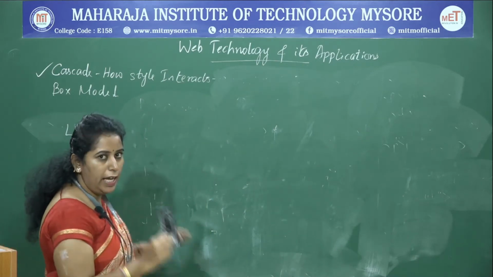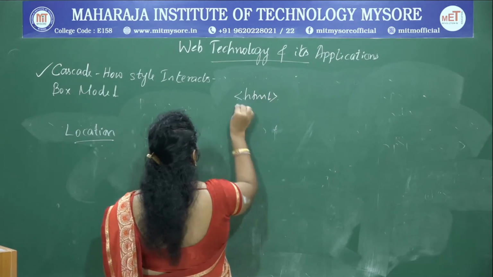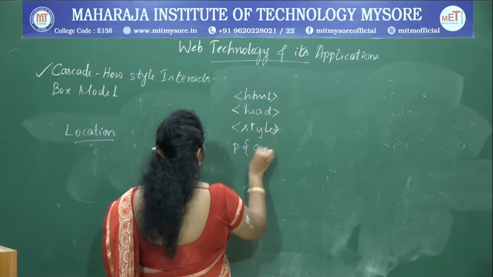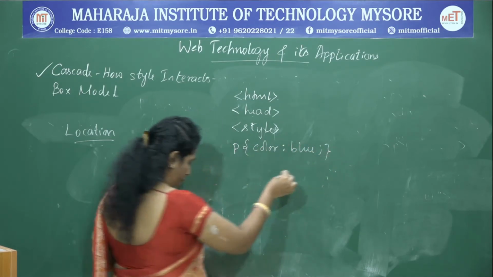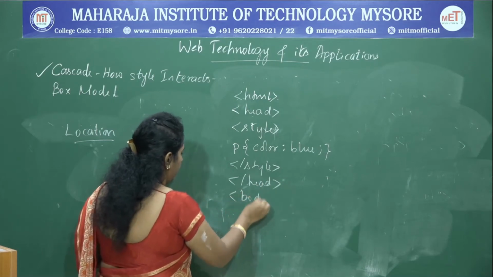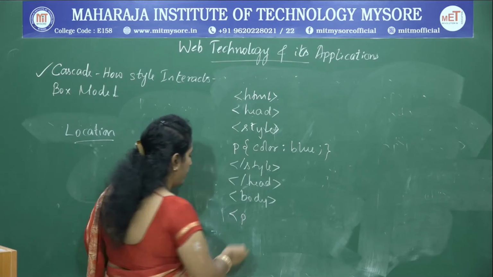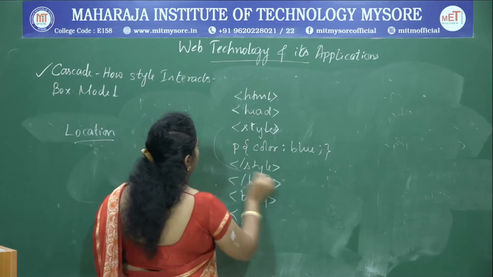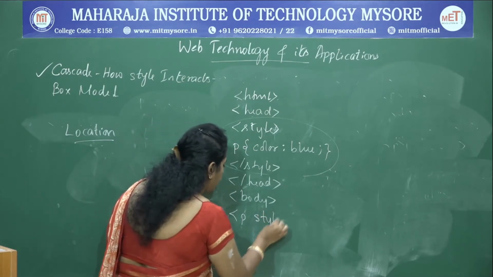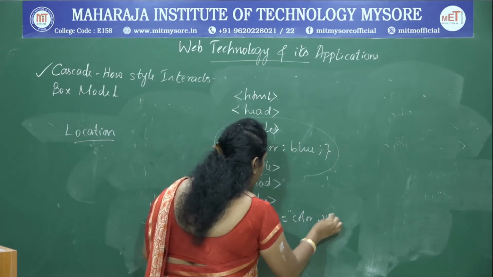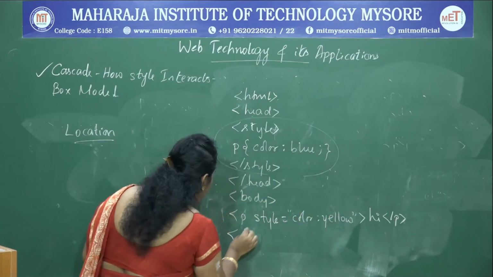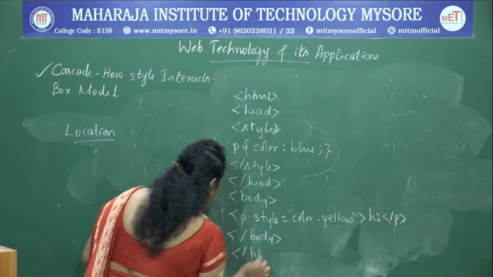Location means I am going to take a very simple example: HTML, head, style, and I am taking P, color blue. Close the style, close the head. Now in the body, there I am using P. What type of style is this? Internal style, or you can say embedded style, is it right? And this one, style equals color yellow. I am going to print hi. Very simple example. Close body, also close HTML.